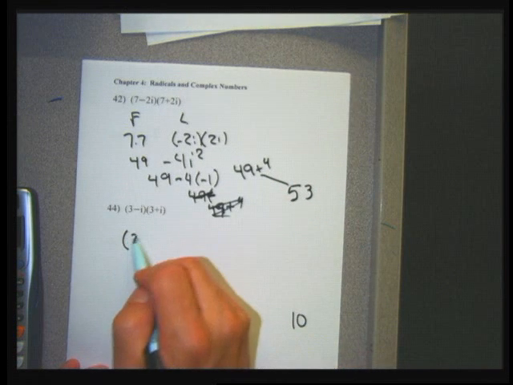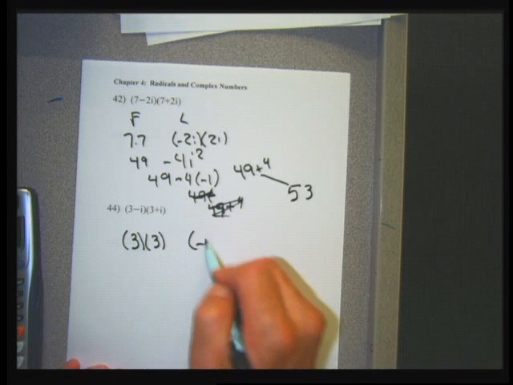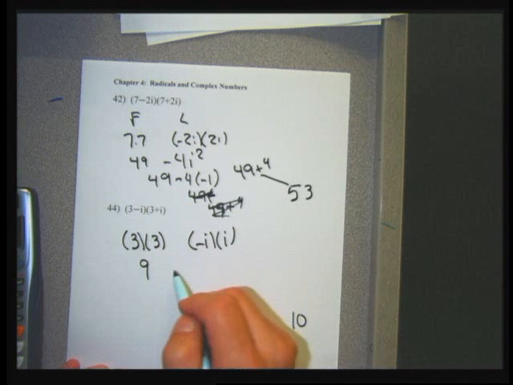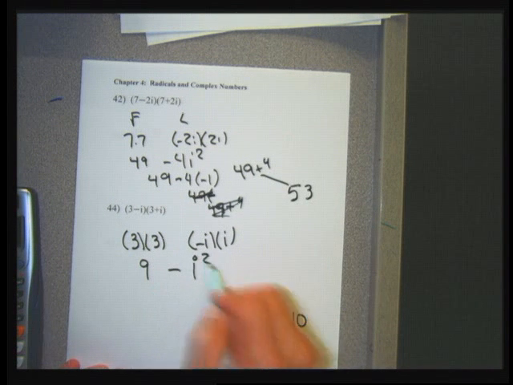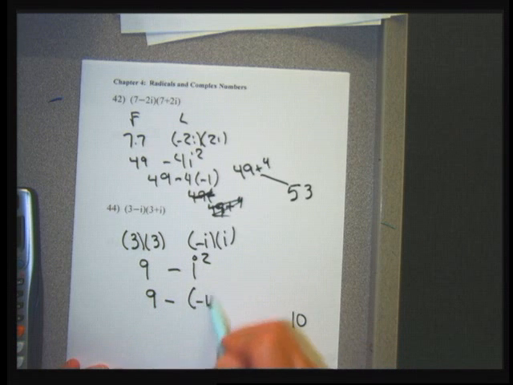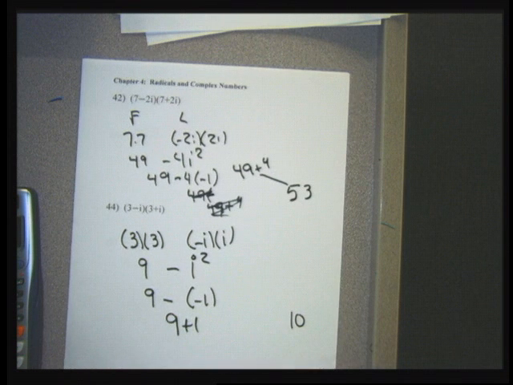44 is going to be 3 times 3, and then negative i times i. The 3 times 3 is 9. Negative i times i is negative i squared, which is going to be negative 1, because i squared is negative 1. You get a double negative, and you get your 10.